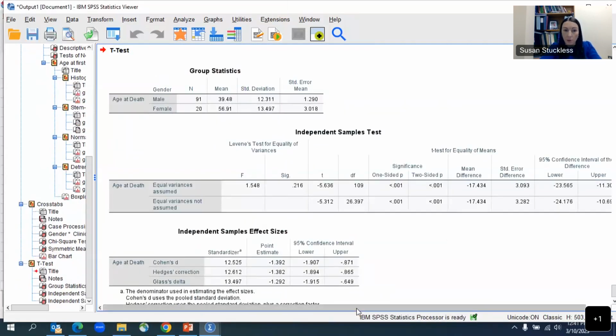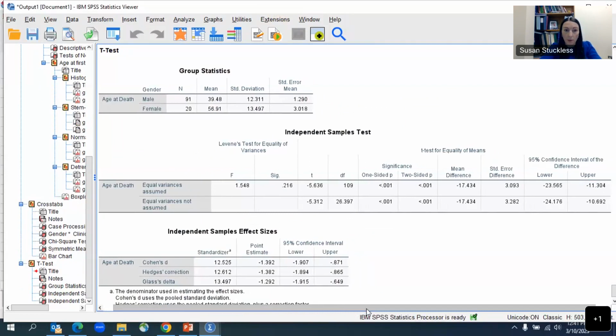So let me just scroll this over a bit. From the t-test, we can look, and there were 111, sorry, but you can see that we only had age at death for females, we only had 20, but we had 91 males. The mean age is 39.5 for males and 56 or 57 for females.